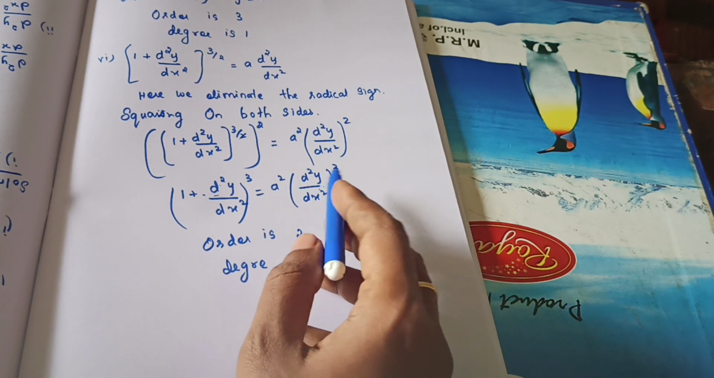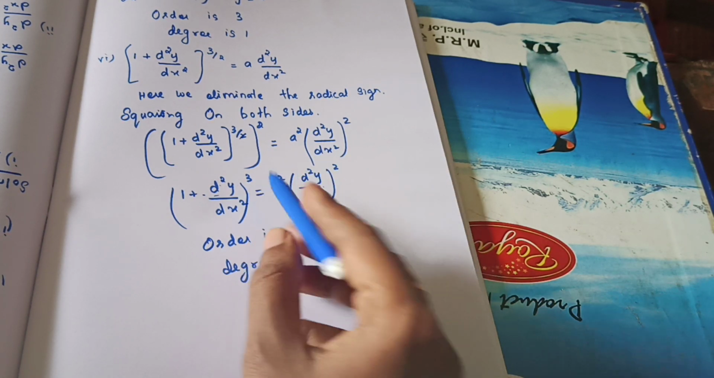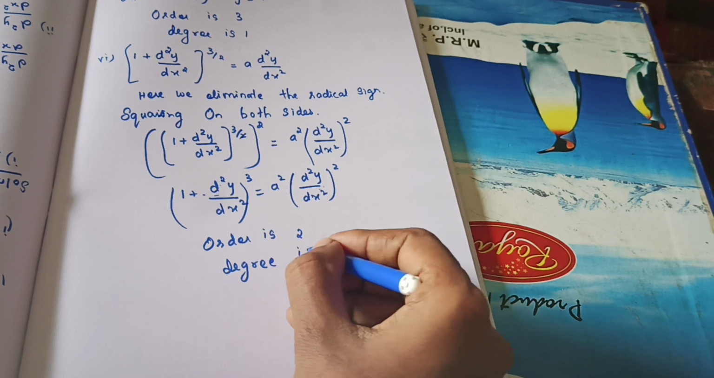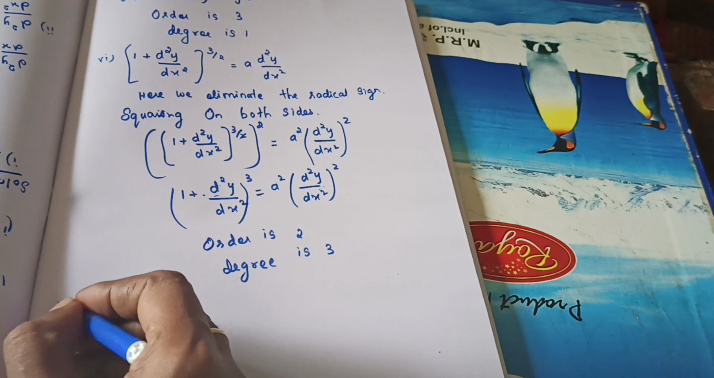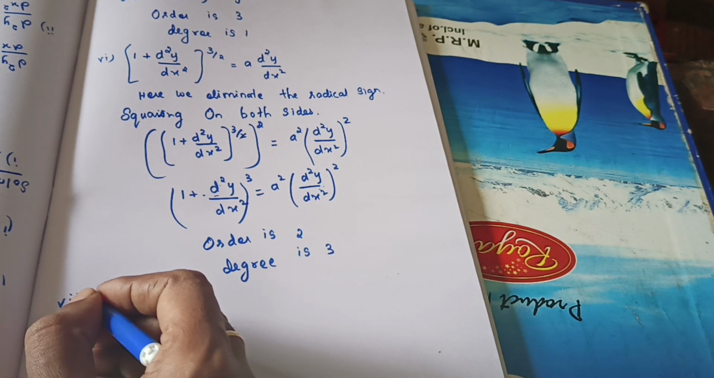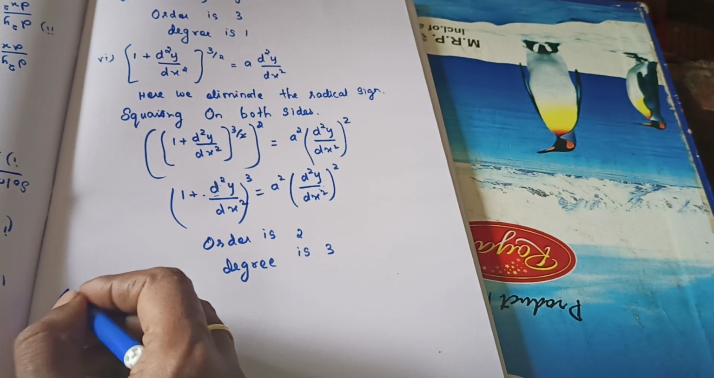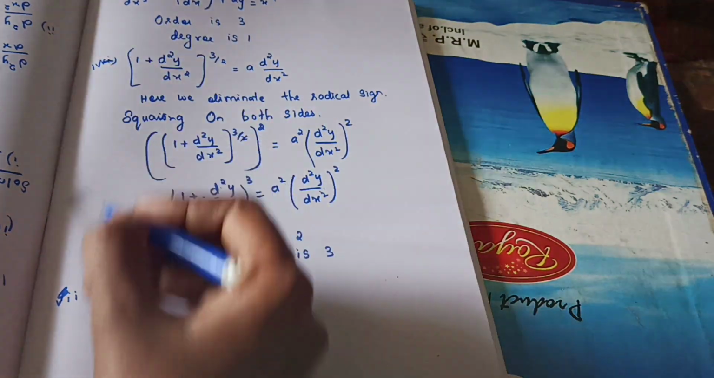But in degree, highest you need to take. Is it right? So what's the highest degree? Power here is 3. That's the answer. Understand, students? Then you have completed 4th one. Now 5.